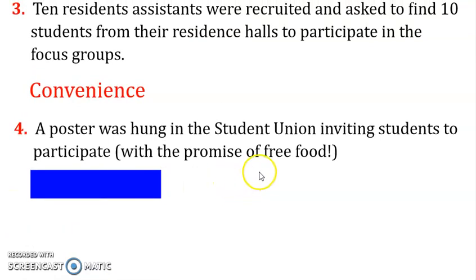A poster hung in the student union inviting students to participate with the promise of free food. There's an incentive, there's an incentive, there's an incentive.